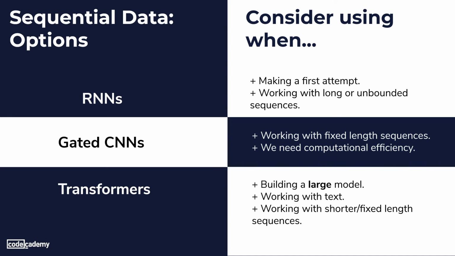Now, each layer type is best applied in specific circumstances. RNNs are an all-around very performant layer, especially when working with long or unbounded sequences of data. When working with a sequential dataset, it's often good to try these first. Gated convolutional neural networks are a version of CNNs that train very quickly, but usually require sequences to be a fixed length. Lastly, transformers are great for building large, powerful models, as long as you have the data. In fact, the state-of-the-art on many sequential tasks, especially on text-related tasks, is transformer-based. These models work best with shorter length sequences.